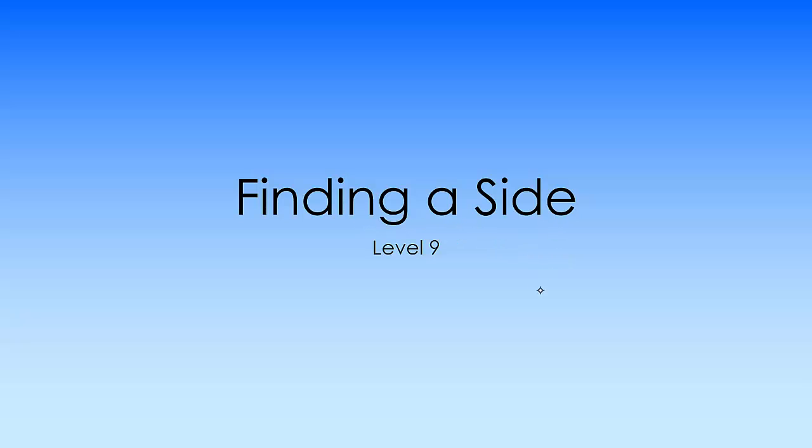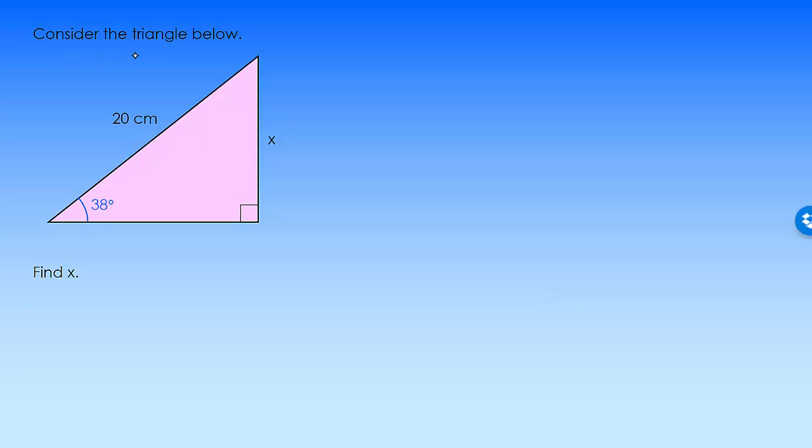Using trigonometry to find a side. Consider the triangle below. We want to find x. So, this angle here is 38 degrees. That's the one we know. This side then is the opposite. Of course, the longest side is the hypotenuse.